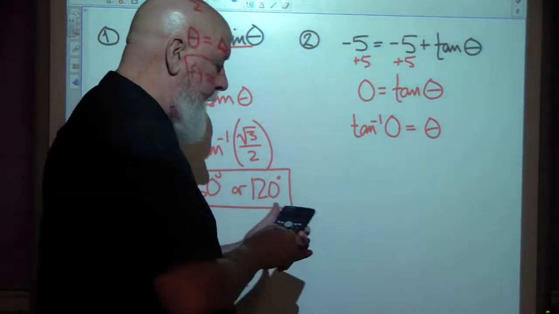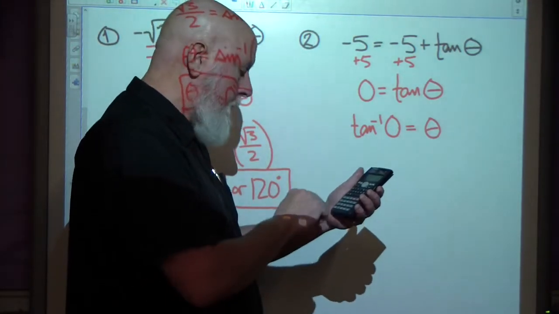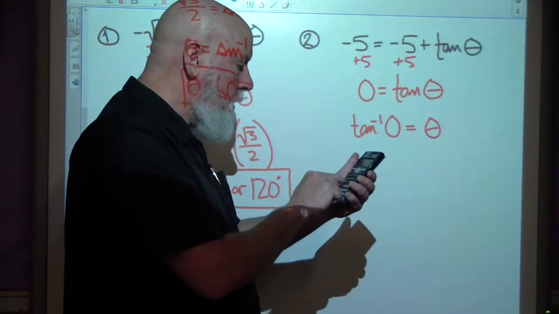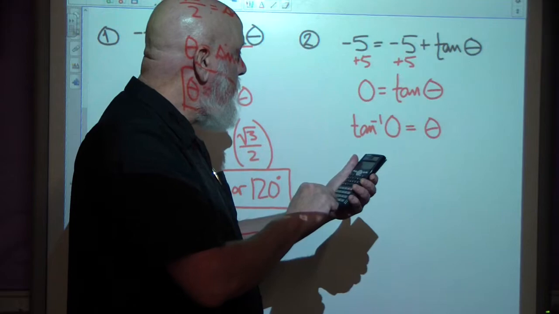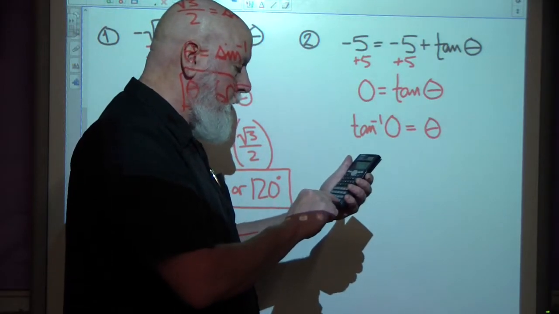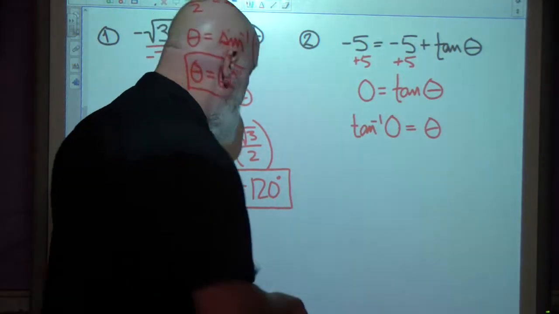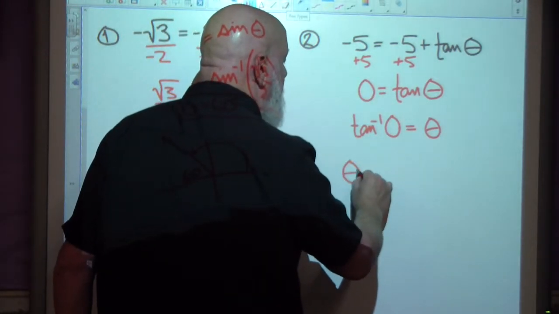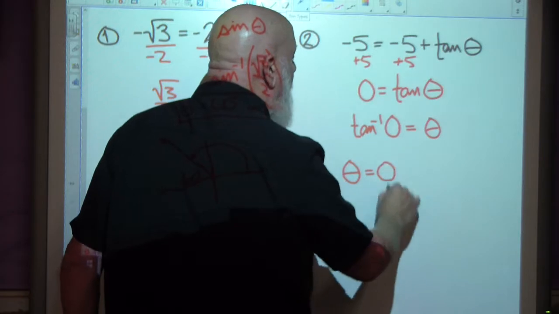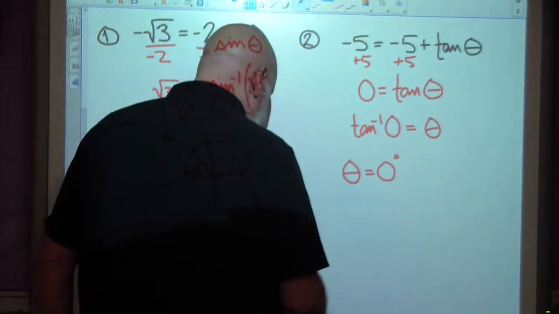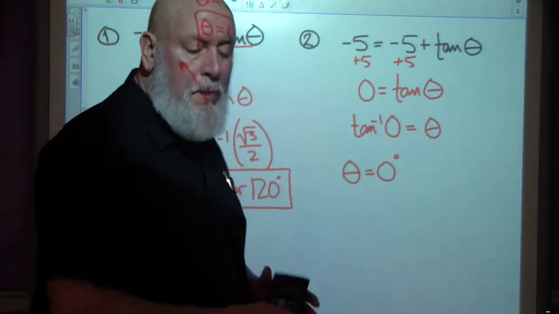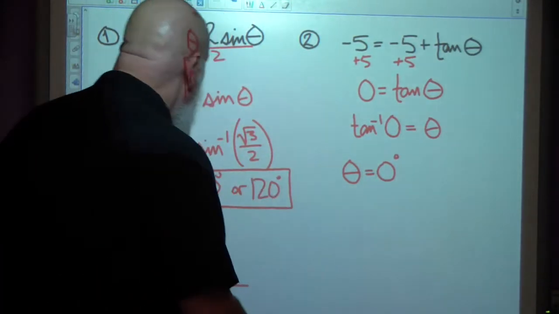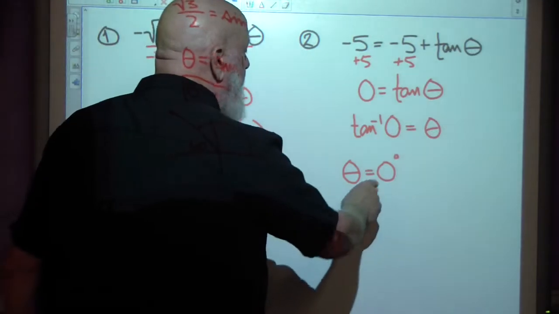And let's see what the calculator tells us. Second function, tangent, 0 equals, it says 0 degrees. So theta is 0 degrees. I want to know where else could tangent possibly be 0 degrees, and I can't use "All Students Take Calculus" because 0 is neither positive nor negative.